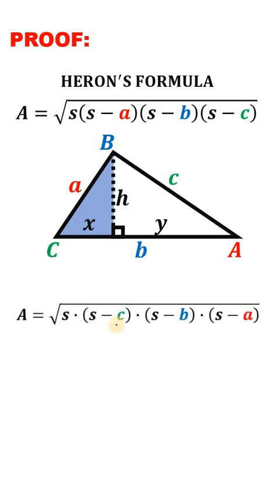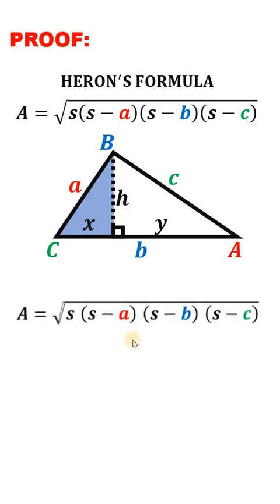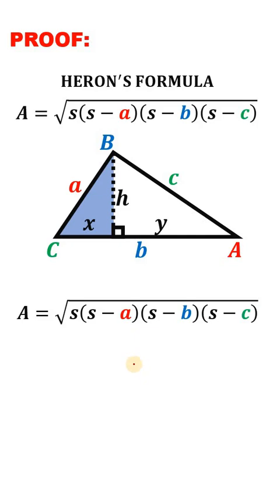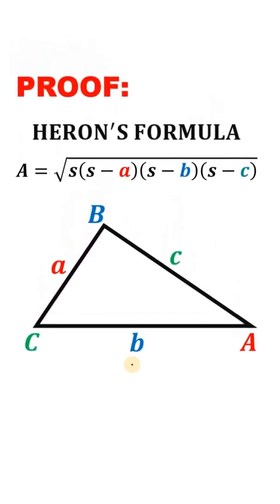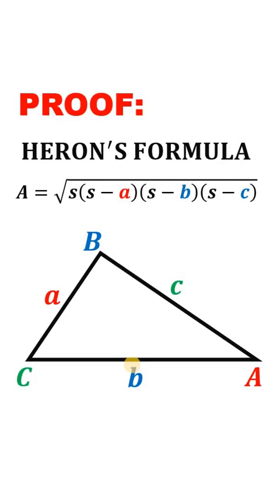So, we have S multiplied by S minus c times S minus b times S minus a. But we can interchange this c and a because this is just a multiplication. So, 3 times 4 is the same thing as 4 times 3. Alright? So, we can replace this. We can interchange this. And there you have it. This is Heron's formula, wherein S is just the semi-perimeter, or a plus b plus c divided by 2. And there you go. The derivation or the proof of Heron's formula. And as always, we are done.